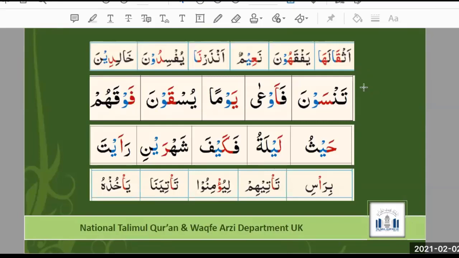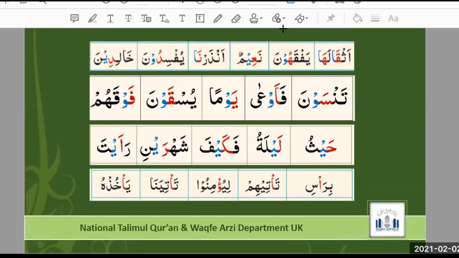Bismillahir Rahmanir Rahim. Askalaha. Is this ka or ko? Ko, sorry, yeah. Askalaha. Yafqahuna. Na'imun. Again. Na'imun. Anzarna. Yufsiduna. Khalidina. Tansawna. Fa'aw'a. Yawman. Yusqawna. Fawqahum. Not hum, just hum. One second sound. Fawqahum.